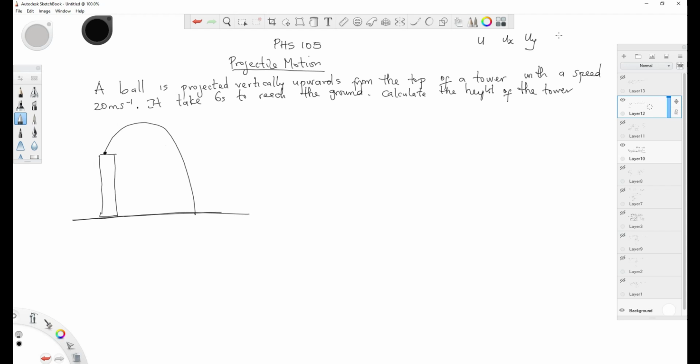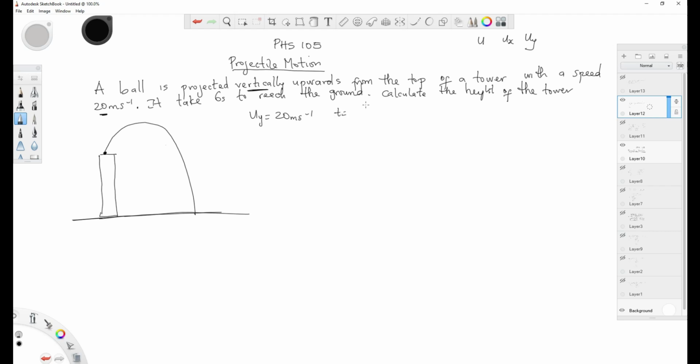Now you have to be able to tell from your question which speed is which. Now this speed here is uy, and why is it uy? They said the ball is projected vertically upwards. So that means this speed here is the speed with which it goes upward. So we can tell that this is uy. Assuming the question didn't state if it goes vertically upward or horizontal, then it is the resultant u. But this one clearly stated vertically upwards. So this uy, in this case, is 20 meters per second.